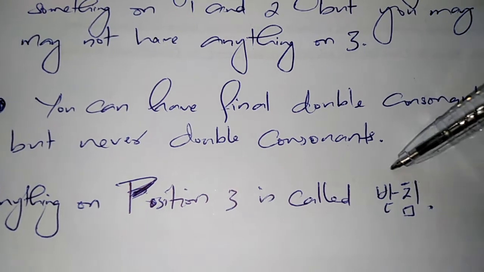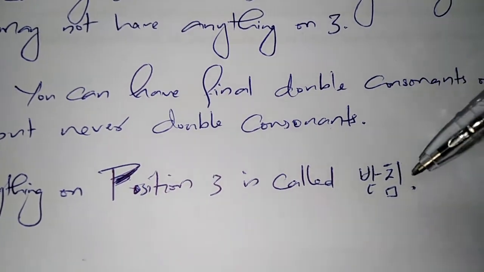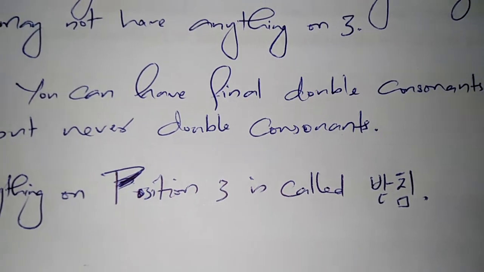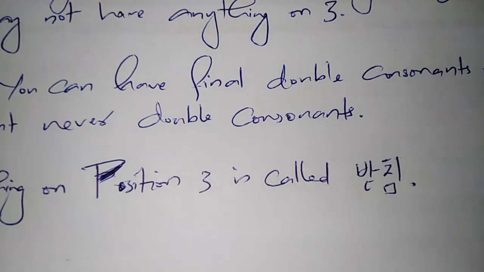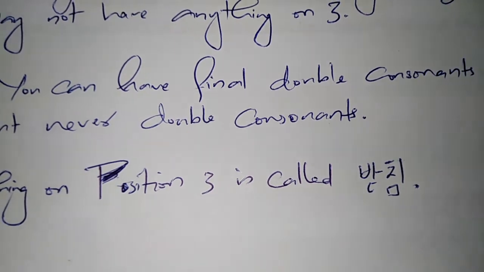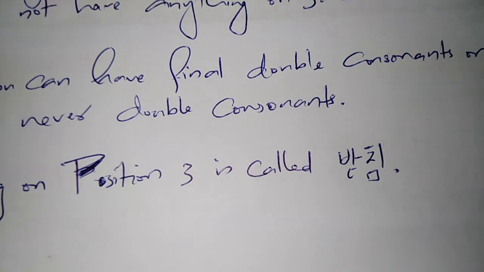Bachim. Anything on position number 3 is called bachim. Bachim literally means a platter to hold something. Like if you have something hot and you're placing it on plastic or glass, you'll put something under that so that the heat doesn't transfer directly and damage the thing.